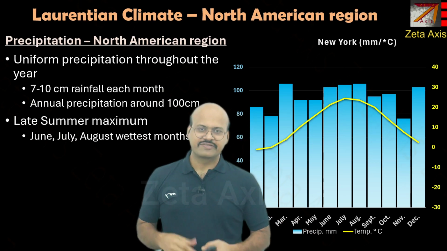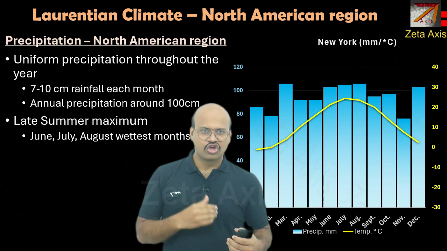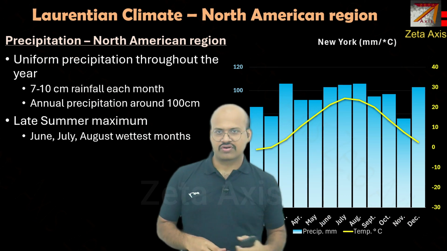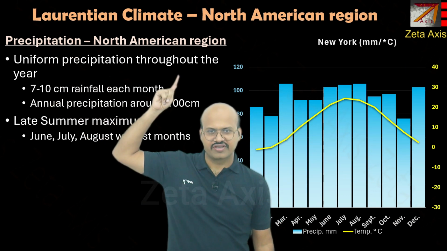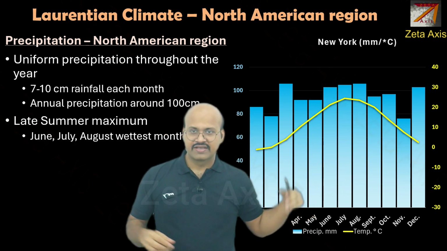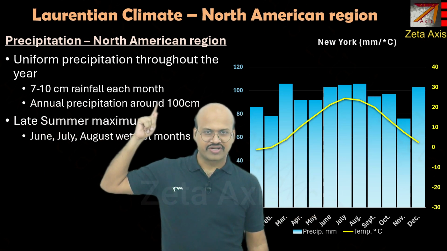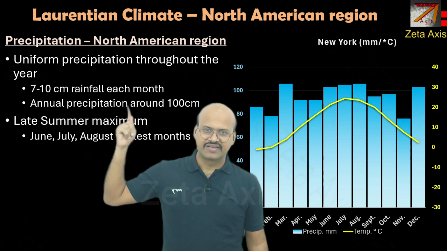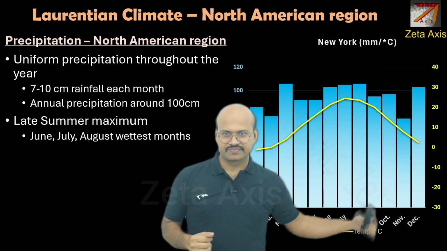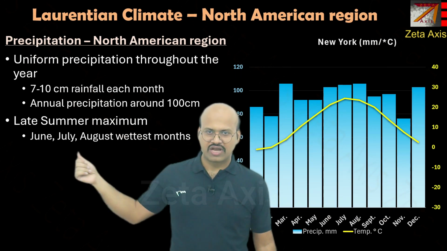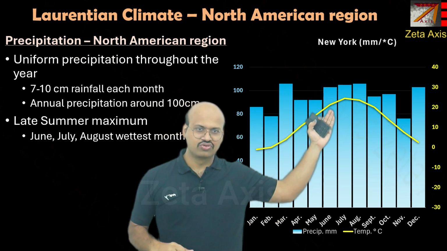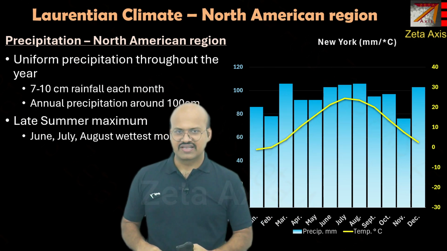Now let's see the specific characteristics of Laurentian climate in North American region. And now we will see the Laurentian climate in New York. So it has uniform precipitation throughout the year. So this region in North America, it has uniform precipitation which we can see. 7 to 10 centimeter of rainfall occurs each month and annual precipitation is around 100 centimeter. So we can see that there is rainfall in almost each month. Late summer maximum, June, July, August are the most rainfall giving months. So here we can see that this is June, July and August, and in this months generally the rainfall is highest.